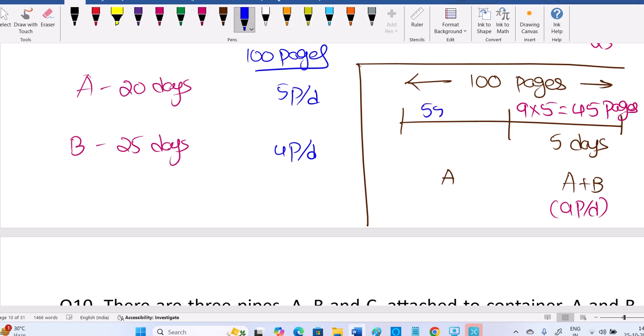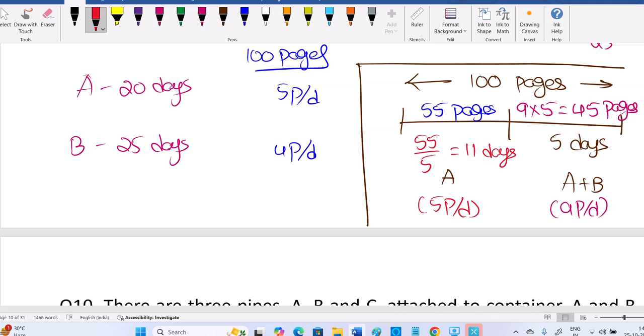Who should do that remaining 55 pages? What can A do? 5 pages per day. So A alone should work for 55 divided by 5, which is 11 days. Together they worked for 5 days.